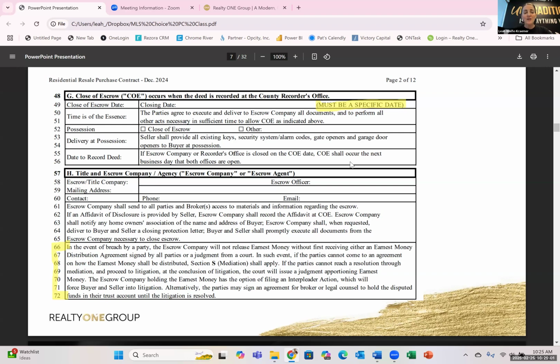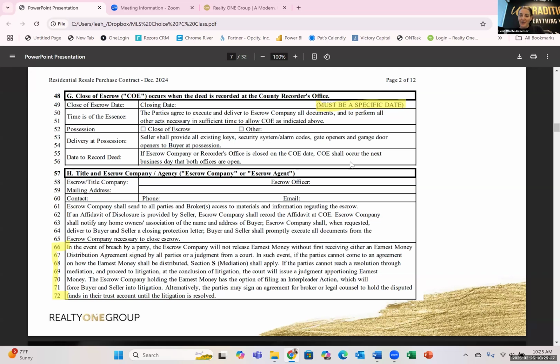If the parties cannot reach a resolution through mediation and proceed to litigation, at the conclusion of litigation, the court will issue a judgment apportioning earnest money. The escrow company holding the earnest money has the option of filing an interpleader action, which will force buyer and seller into litigation. Alternatively, the parties may sign an agreement for broker or legal counsel to hold the disputed funds in their trust account until the litigation is resolved.